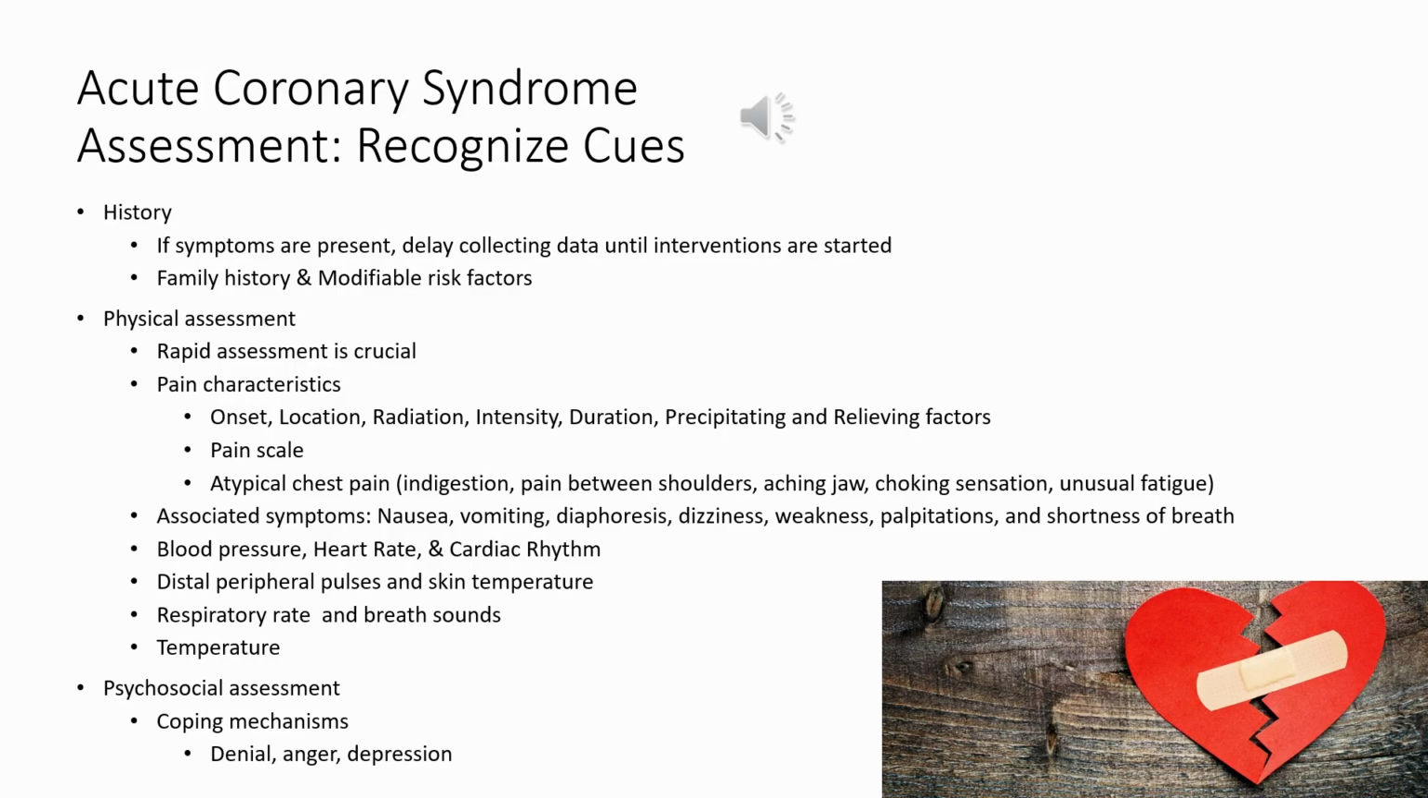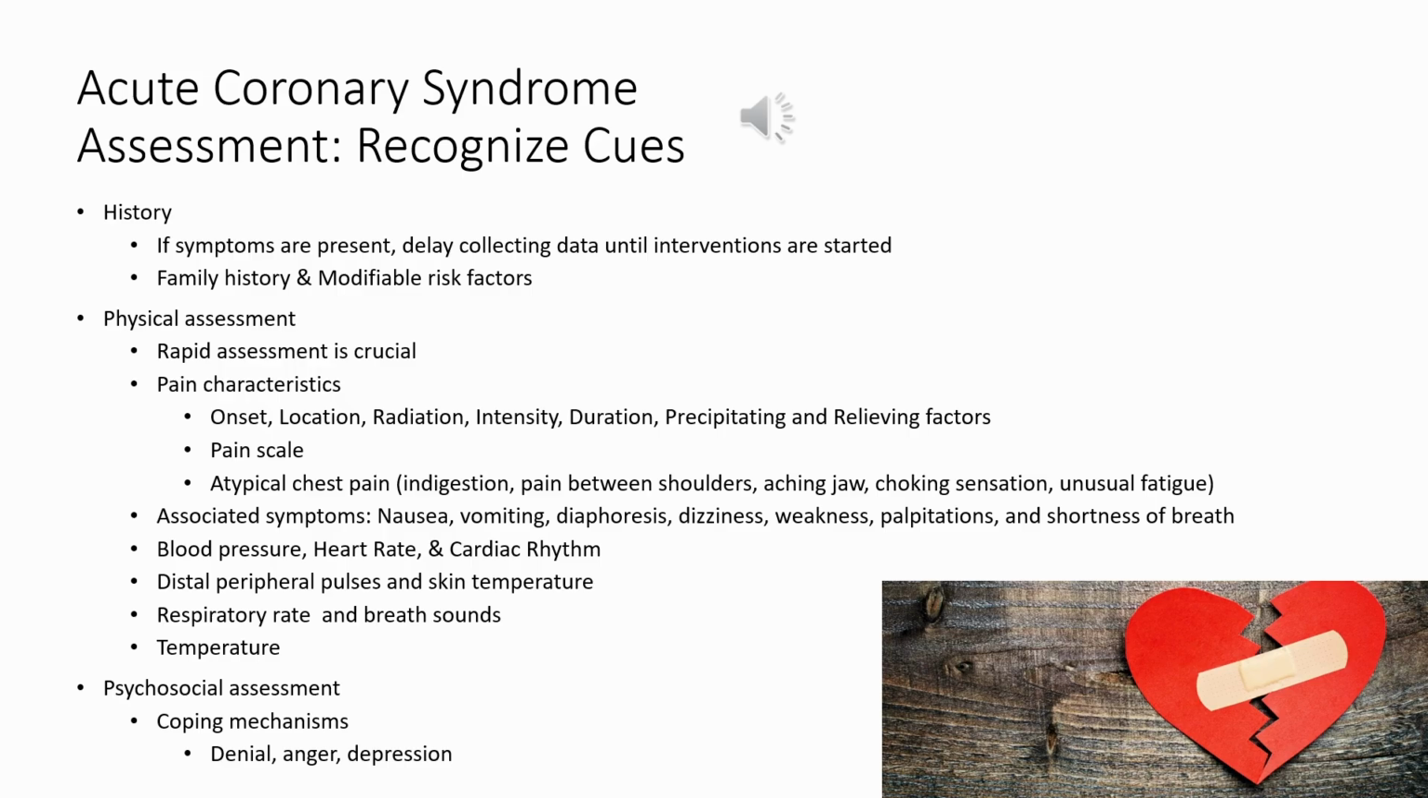So again, those atypical presentations are still out there. Again, they're going to be more common in women and older adults and your diabetics. But just because someone isn't solely complaining of chest pain does not mean that they're not having an acute coronary syndrome issue. Other associated symptoms that patients may have along with their chest pain are nausea, vomiting, diaphoresis, which is that excessive sweating, dizziness, weakness, palpitations, and shortness of breath.